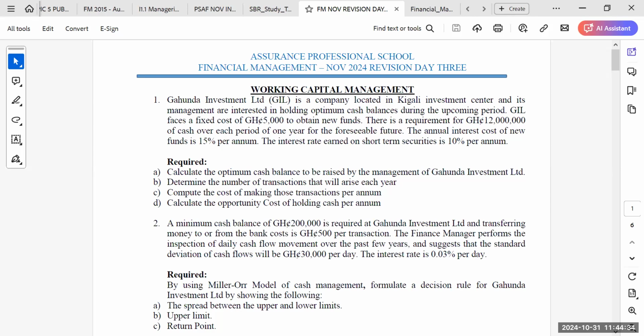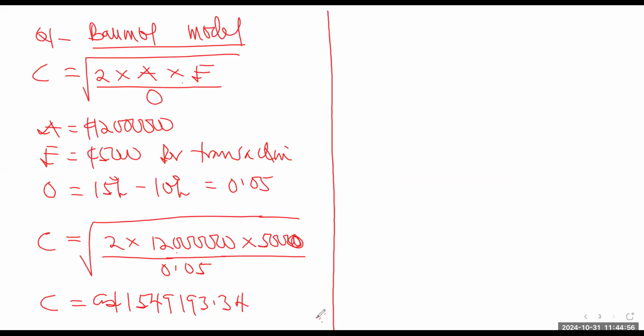So how many times can we sell a security that will be worth 1 million something? That will be the number of transactions that they're asking you. They tell me the number of transactions that will arise each year. How much do we need? What is the annual demand for the cash? 12 million divided by that amount. But every time that we want to sell, our value that we are raising per transaction is this one. So how many times can we raise this amount to get our annual demand, which is the 12 million? It's just like the order size: the annual demand divided by the economic order quantity. That is the number of transactions.